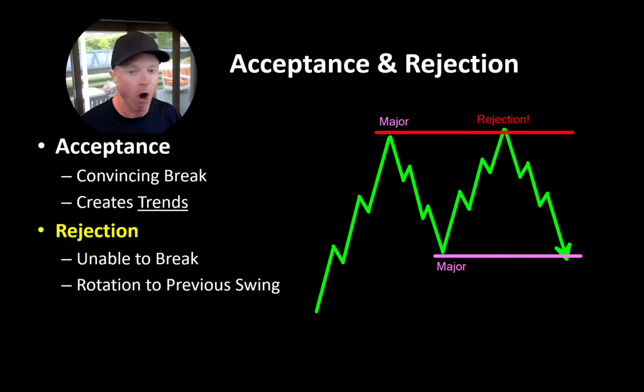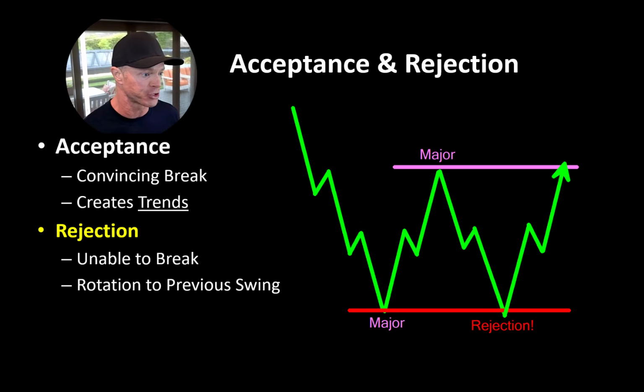This is called the auction process, which you will learn a whole lot more about later on in this video series. But make sure you remember this. When price rejects one level, it then rotates or auctions to the next closest level on the chart. And those major swings are where those best rotations happen.